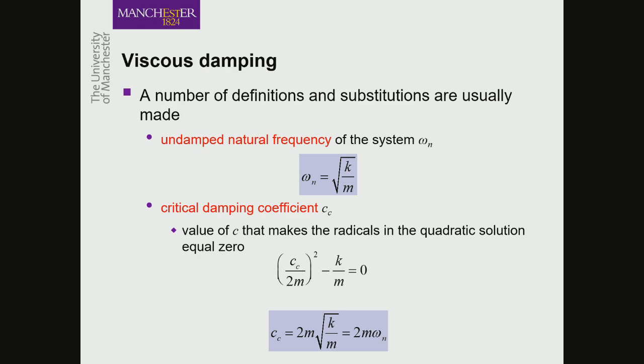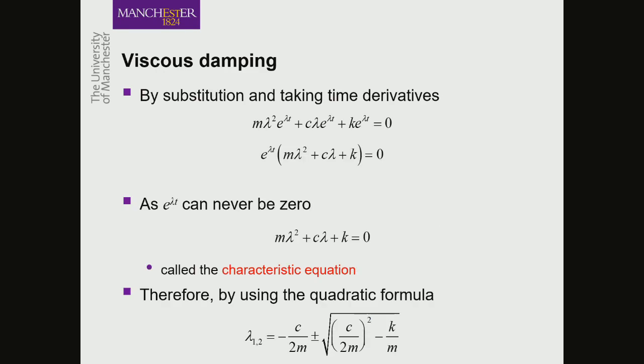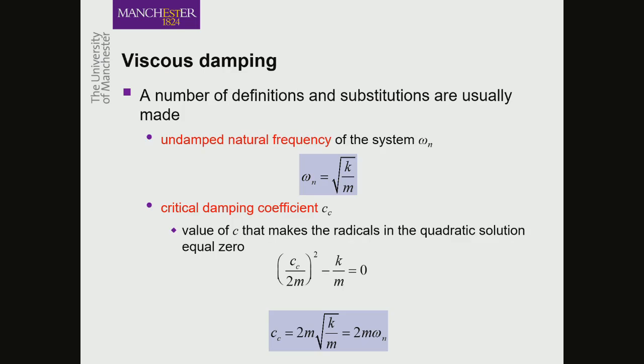So this critical damping coefficient, Cc, is the value which makes the radicals in the quadratic equation equal to zero. What is radicals? This part, we call it radicals in the equation, and the critical damping coefficient is the value which makes this radicals zero. When you see that, it is quite simple to find out the critical damping coefficient. Cc is equal to 2m omega n.